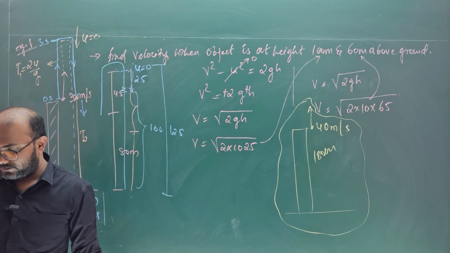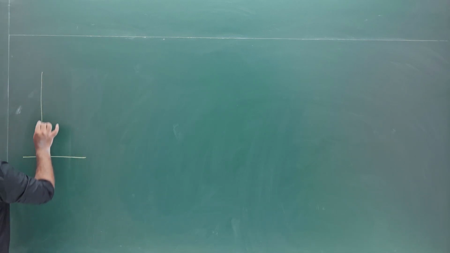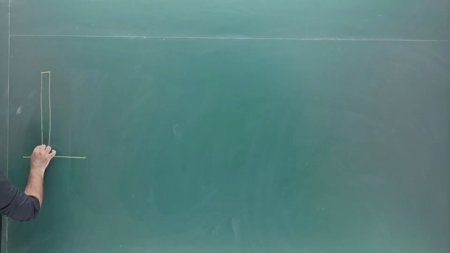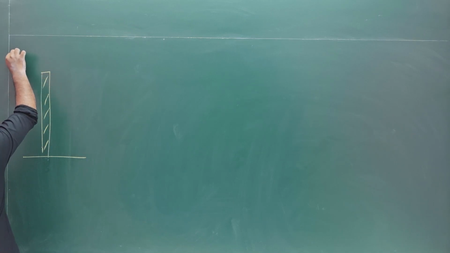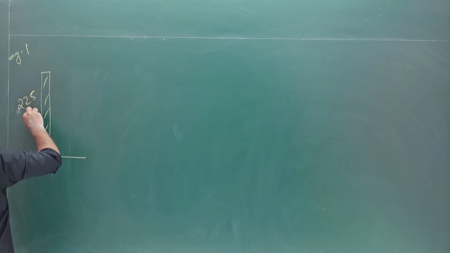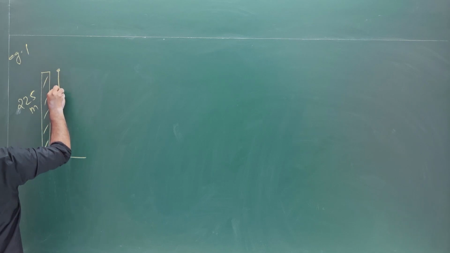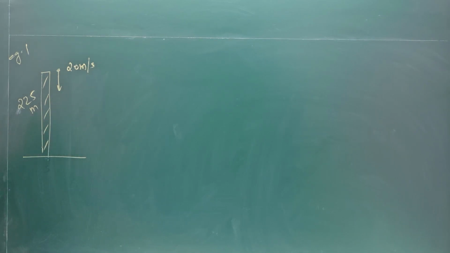Okay, example number 1, an object thrown in the downward direction. Consider this as your tower, and this tower has a height of 225 meters, and the object is thrown in the downward direction at 20 meter per second. Calculate everything, whatever you want to calculate.